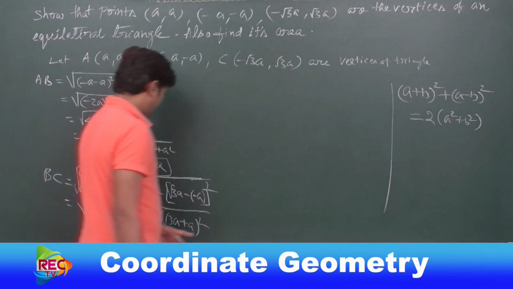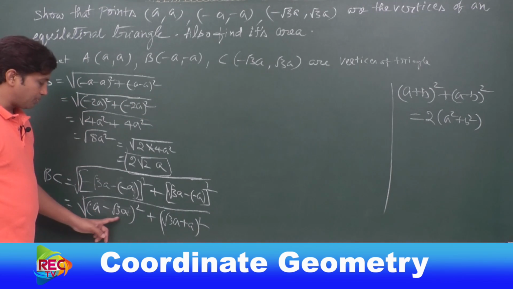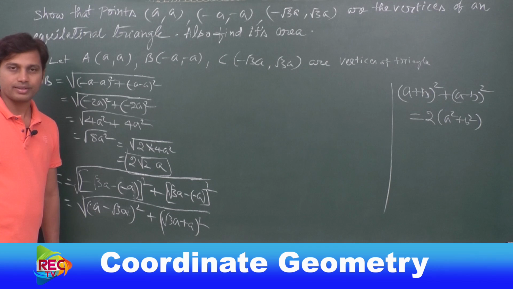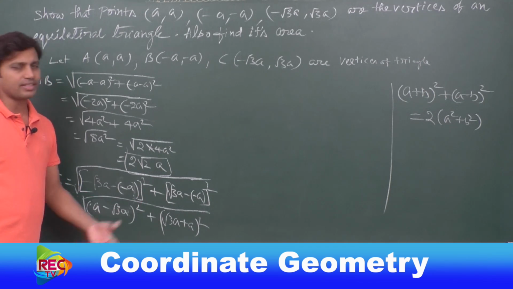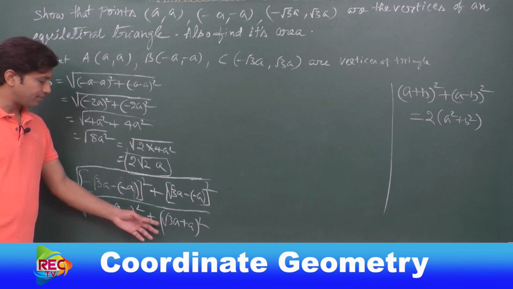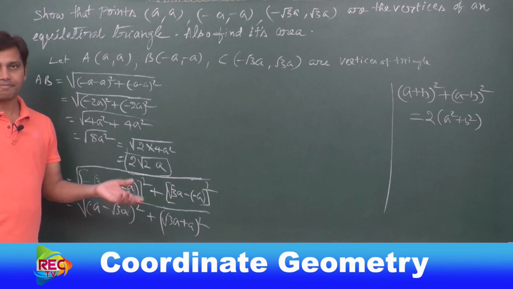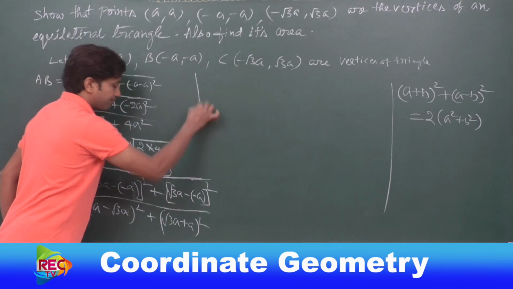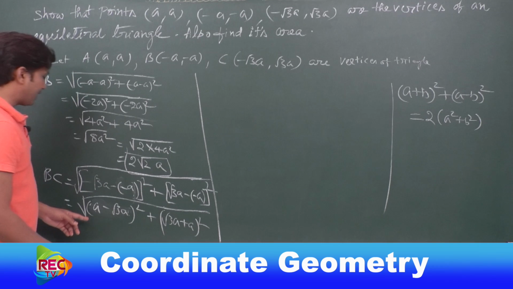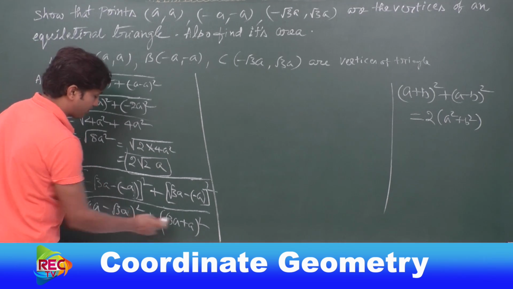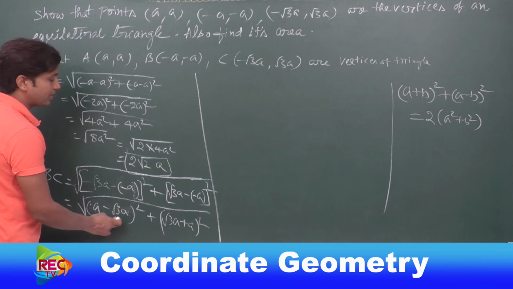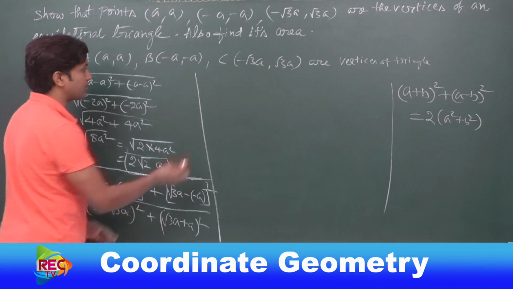In the same way, here is (a − b)² and this is (a + b)². We don't need to expand this and simplify it further. Anyways, after cancellation we get the same. So what can we do here? Simply, this is (a + b)² and this is (a − b)², so this can be written as 2 times (a² + b²).